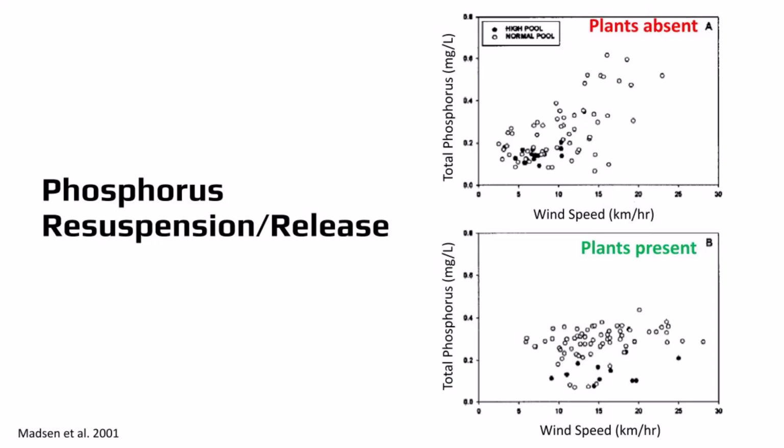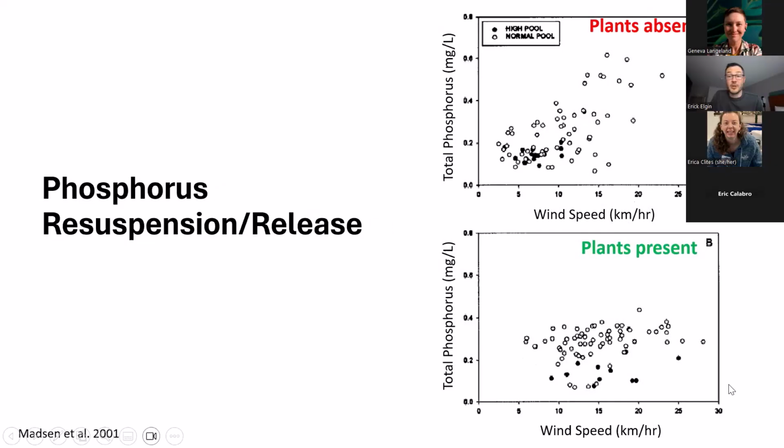And so what we see here is on a lake where there were no plants, as wind speed increases, we see more phosphorus releasing into the water column. When we have plants present throughout this lake, even though there's higher wind, the phosphorus really doesn't change. And so we're seeing that effect of keeping resuspension down.